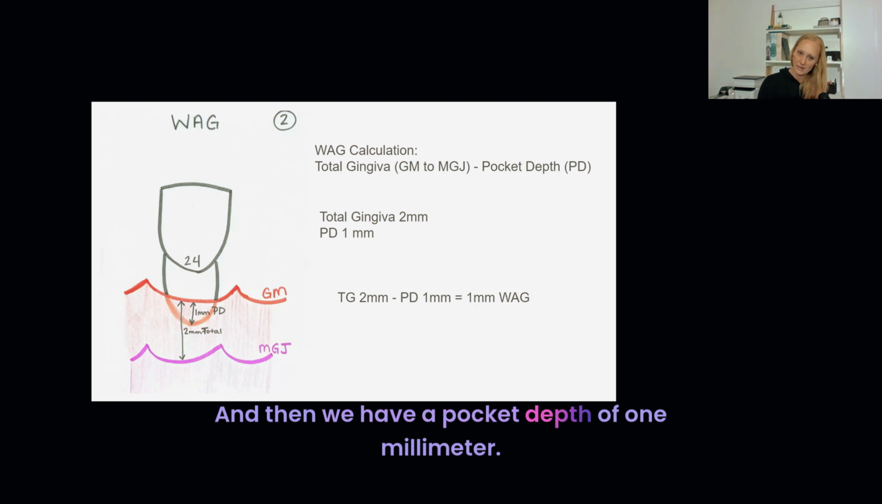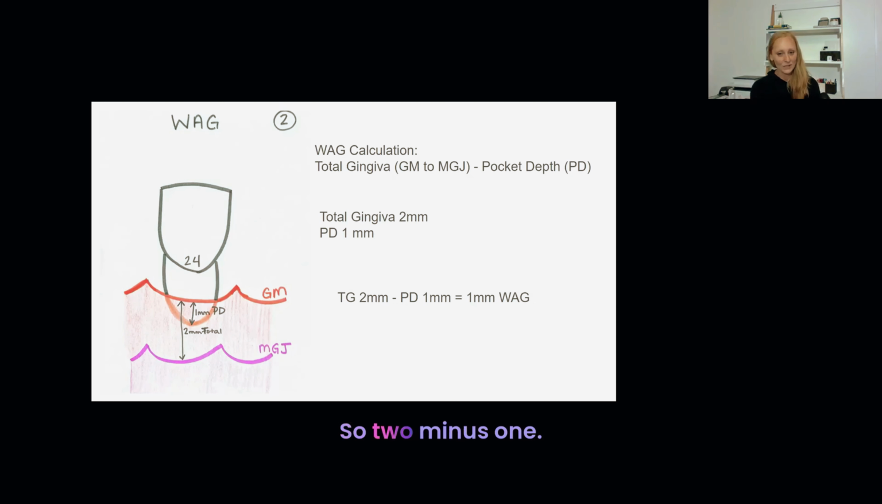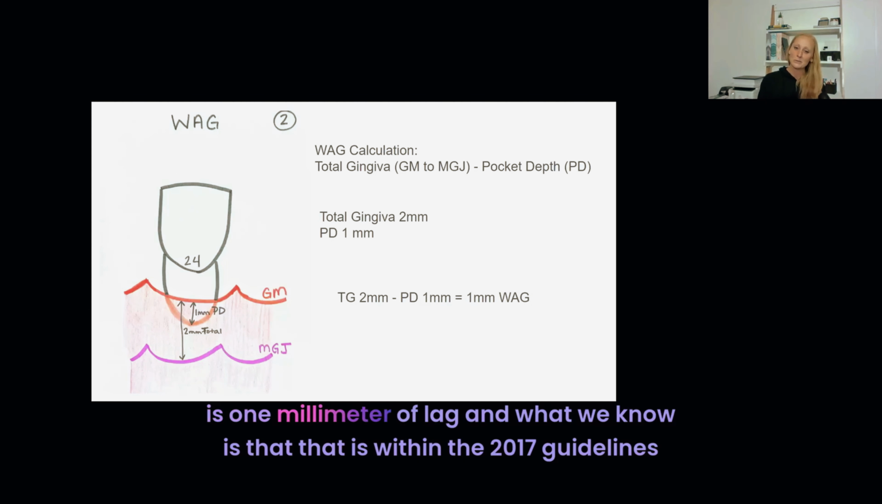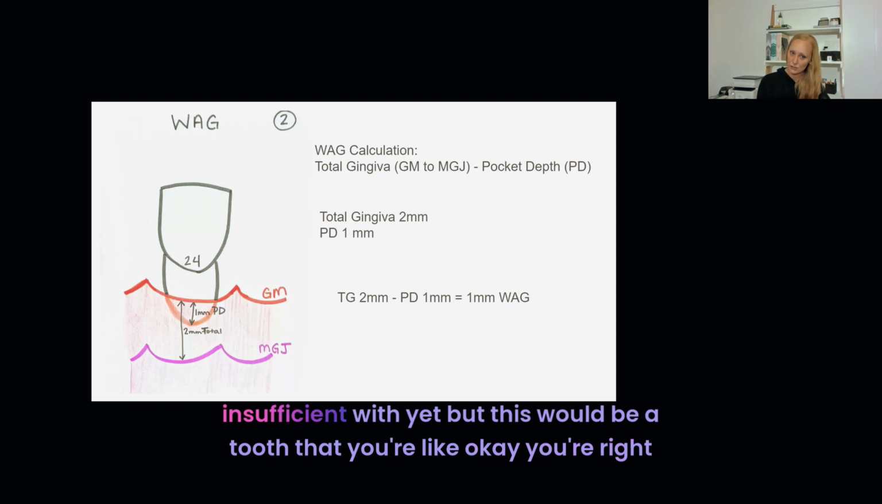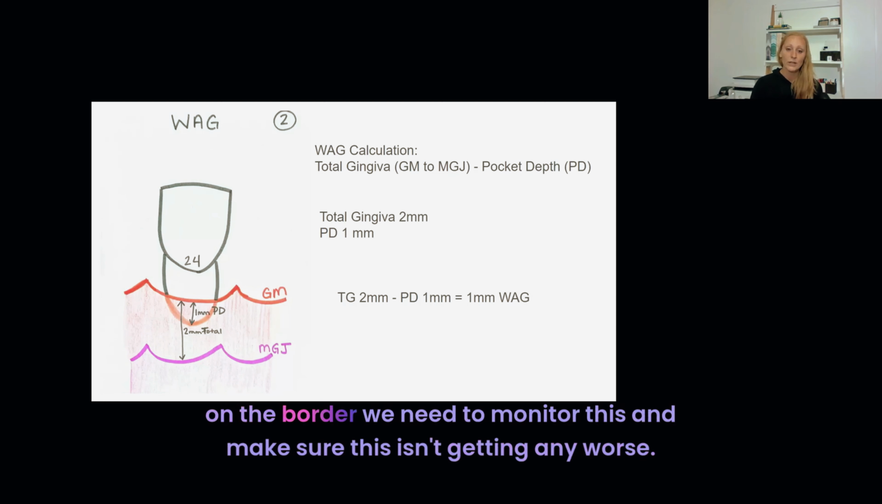And then we have a pocket depth of 1 millimeter. So 2 minus 1 is 1 millimeter of WAG. And what we know is that that is within the 2017 guidelines, having 1 millimeter of attached gingiva left. So that wouldn't necessarily be insufficient width yet, but this would be a tooth that you're like, okay, you're right on the border. We need to monitor this and make sure this isn't getting any worse.